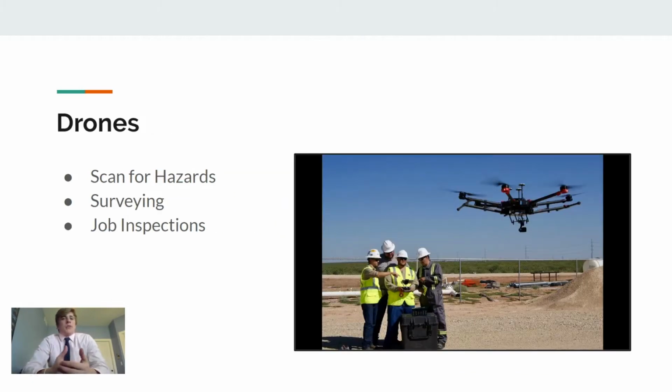The next example is the use of drones. Drones can be used throughout the whole construction project process, but they're mainly used in the beginning. Drones can be used to help scan for hazards without putting people at risk. They can do this by throwing it in the air and flying it over the job site and having it look at the potential hazards of the site without harm to people. They also can be used for surveying by topoing a certain area, and finally they can help with job inspections.